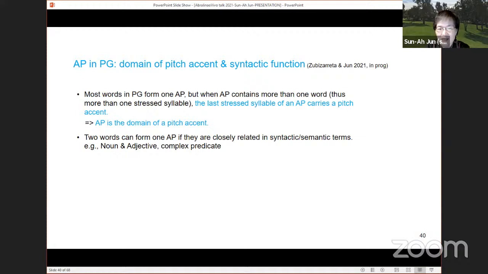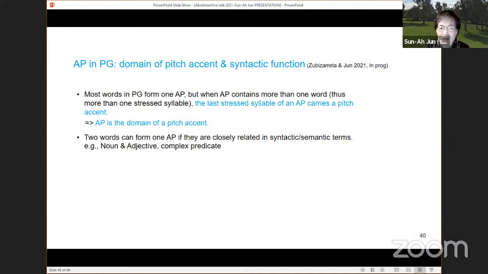So at the word level, when there is more than one stress syllable, like a main stem and then a root or suffix, the last stress syllable can get the pitch accent. But at the AP level, when there is more than one word, the last stress syllable of the last word gets the pitch accent. So every AP has only one pitch accent. Two words can form one AP if they are closely related in syntactic or semantic terms. For example, a noun and adjective can form one AP, and a complex predicate can form one AP.